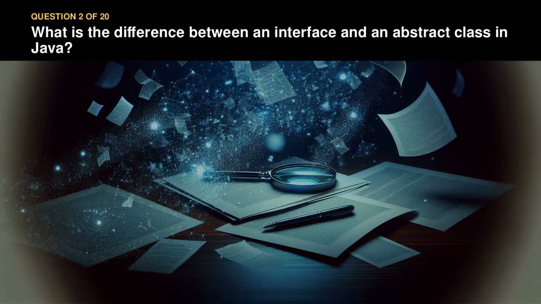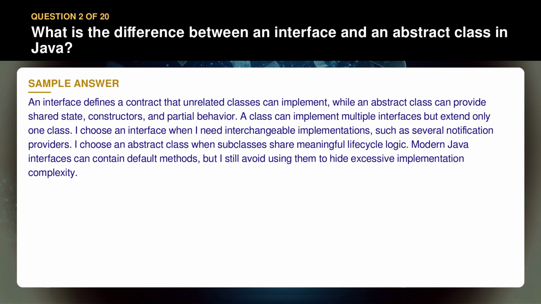Question 2. What is the difference between an interface and an abstract class in Java? An interface defines a contract that unrelated classes can implement, while an abstract class can provide shared state, constructors, and partial behavior. A class can implement multiple interfaces but extend only one class. I choose an interface when I need interchangeable implementations, such as several notification providers. I choose an abstract class when subclasses share meaningful lifecycle logic.